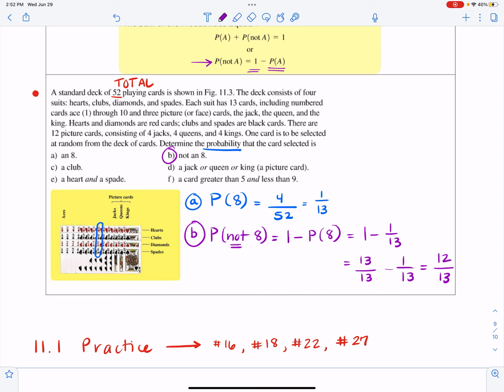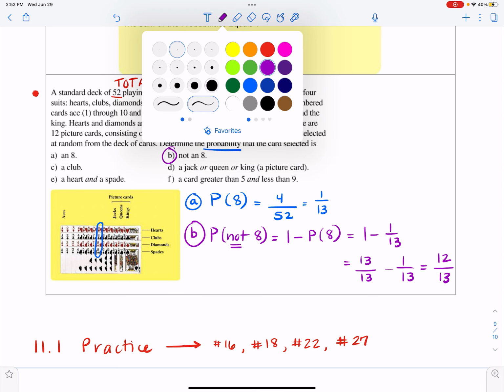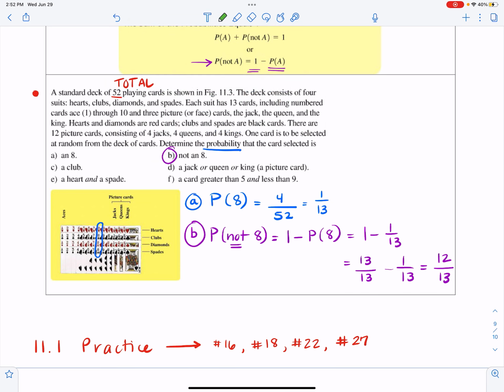All right, so let's do one more here, and then I'm going to leave the others for you to fill in. Let's come down here and do D. The probability that I get a jack or a queen or a king. These are called face cards, or this is calling them picture cards. And so what I'm going to do here is the same thing. I'm going to put my total on the bottom.